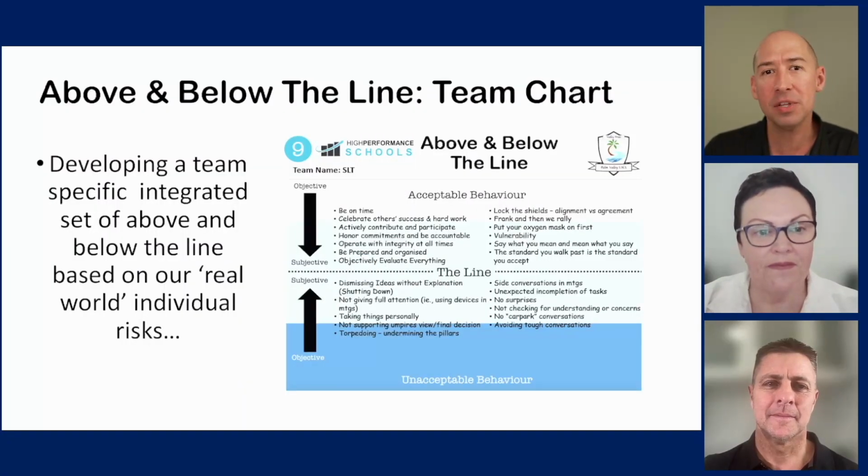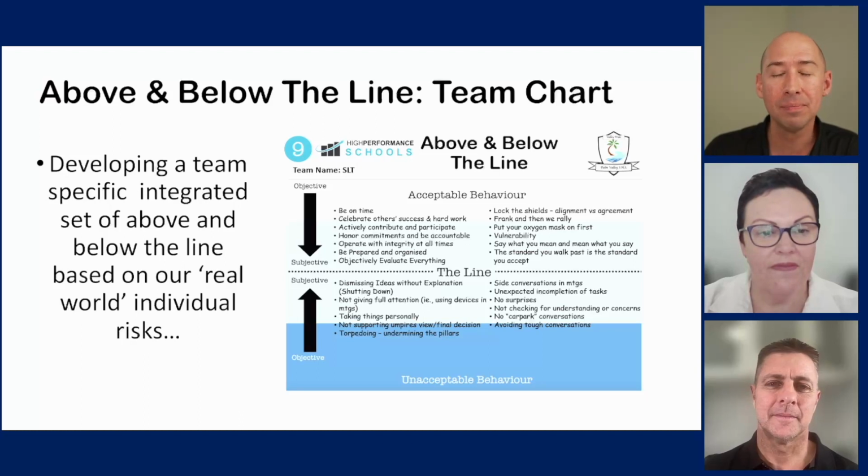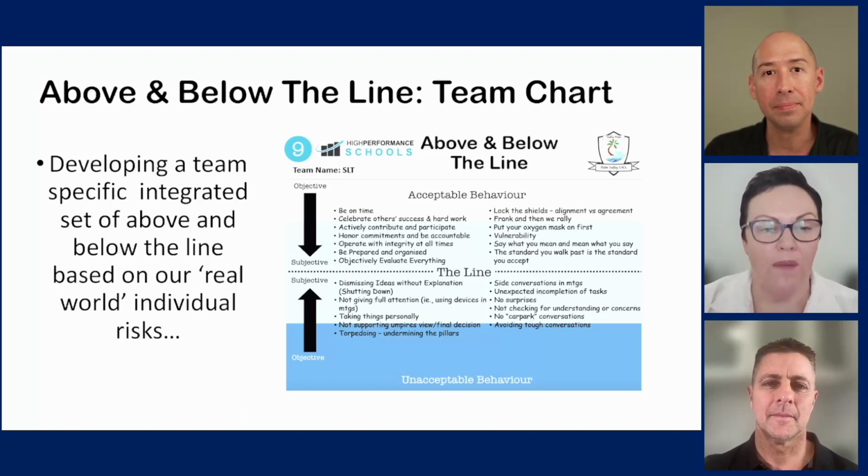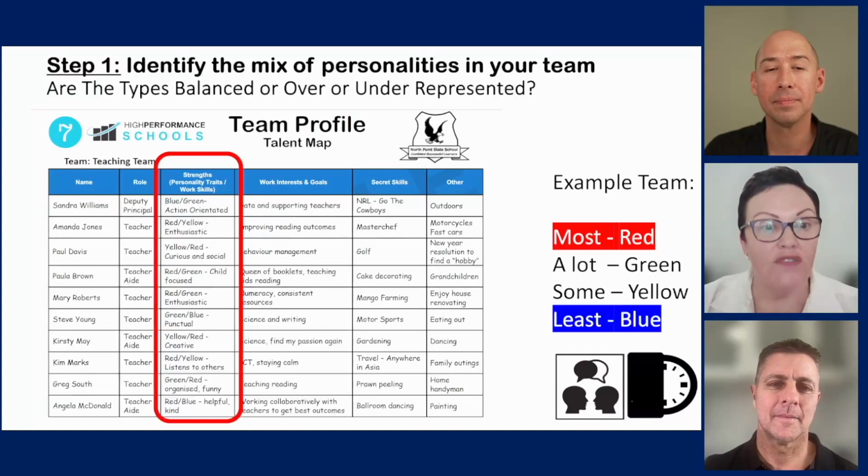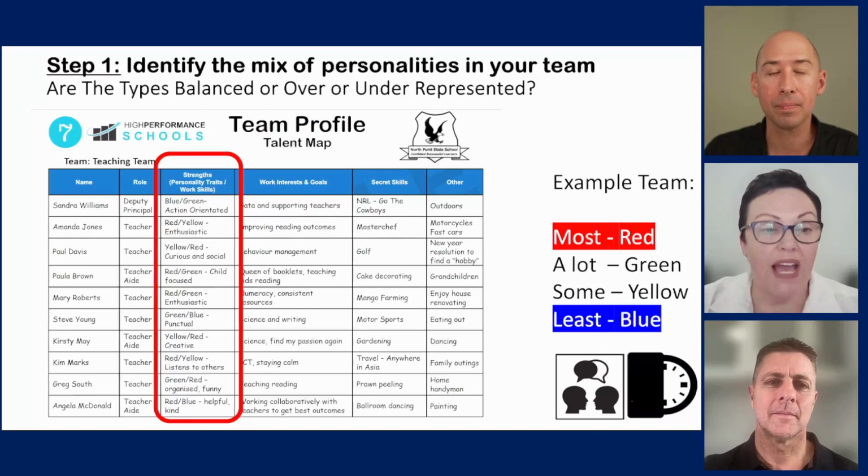Heidi, can you tell us what this is all about and how we can do this well? Yeah, so developing our team chart for above and below the line behaviors is super important if we want to really be a high performing team. So making sure that we think about what are our individual risks from our team profile so that we can create a chart that works for all of us.